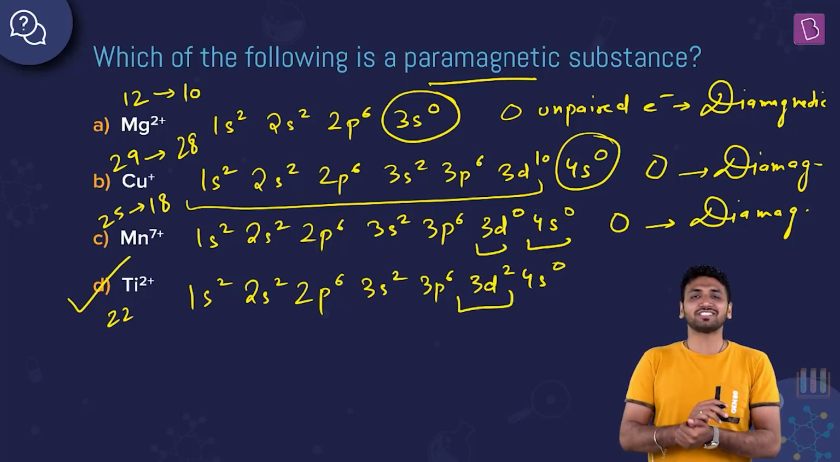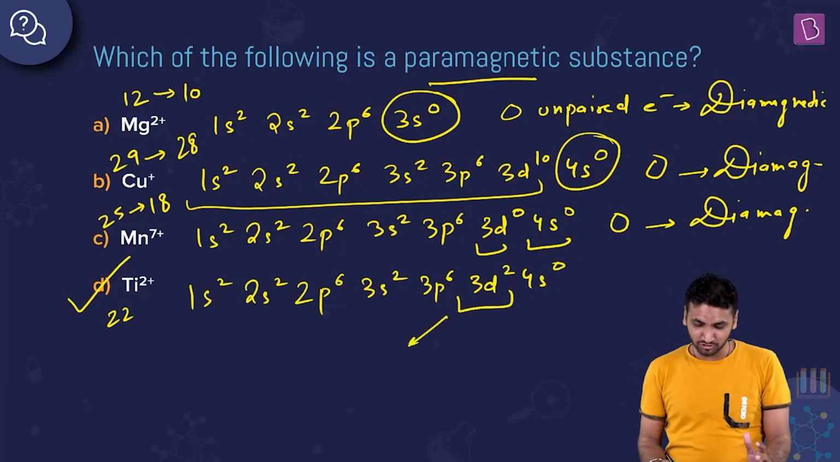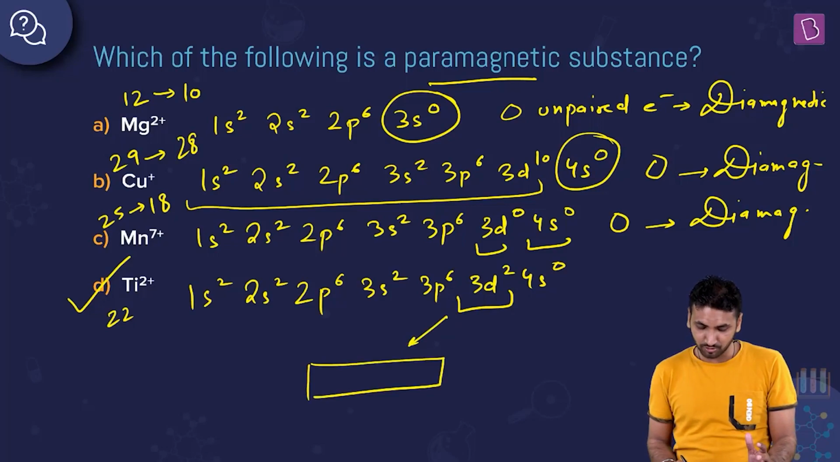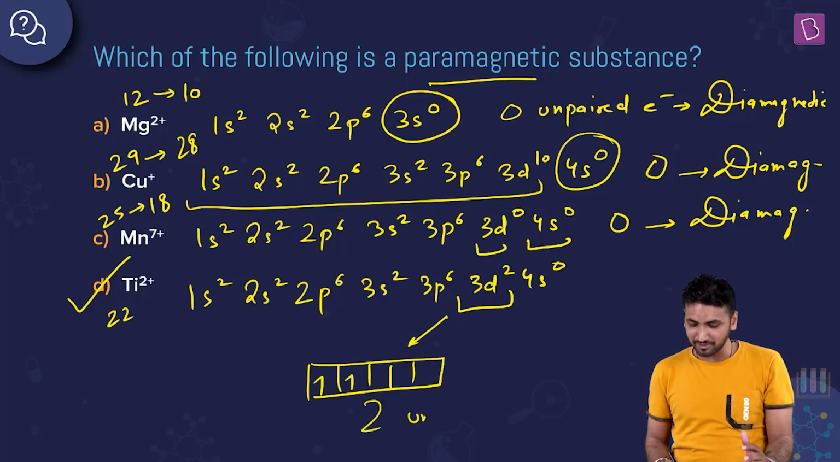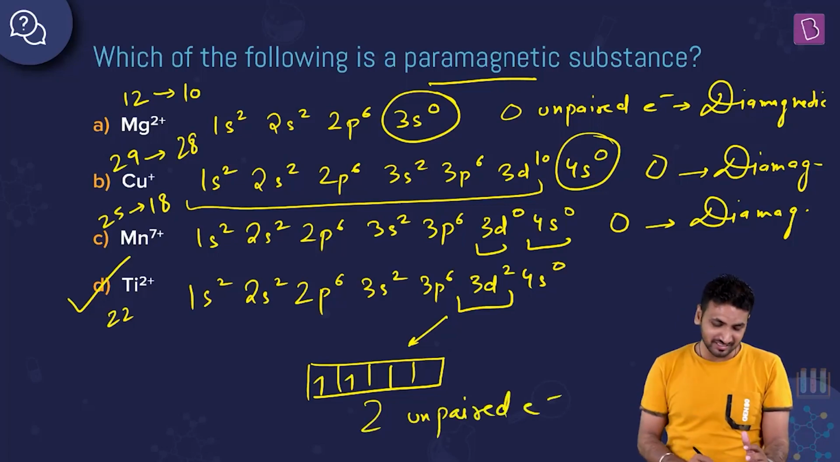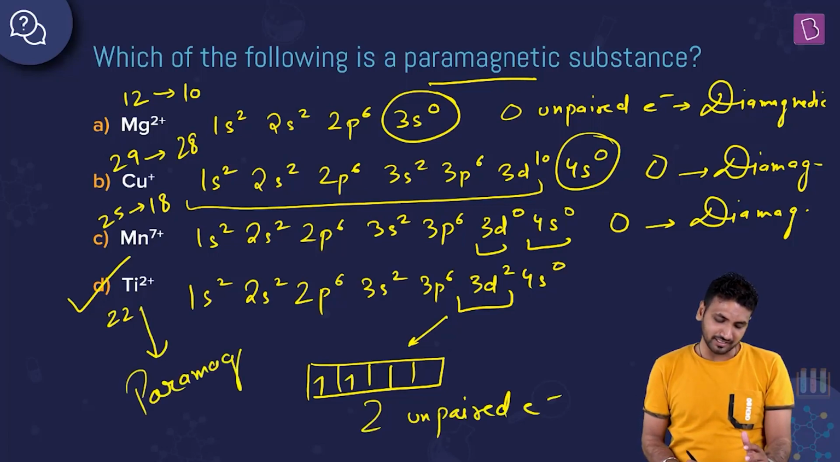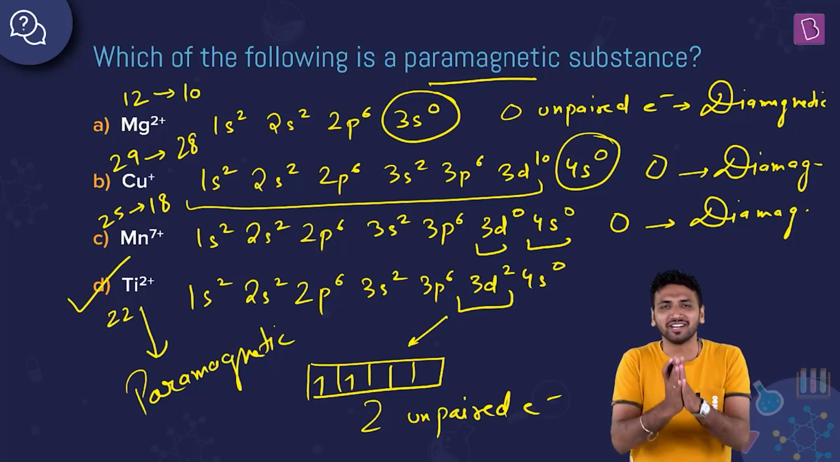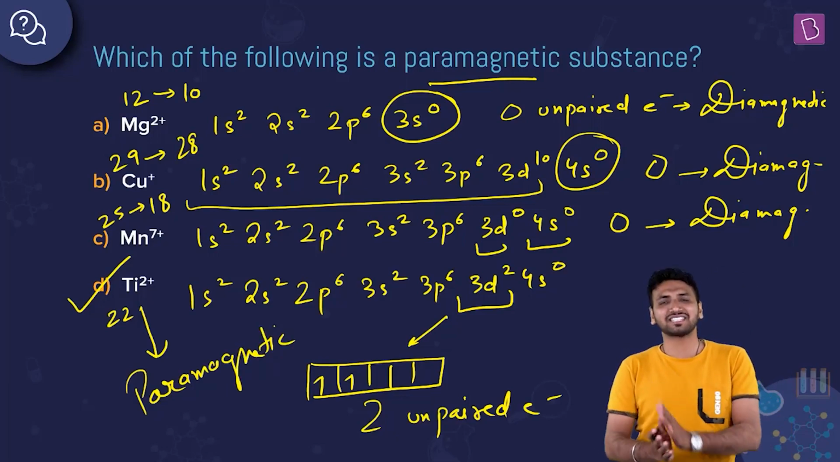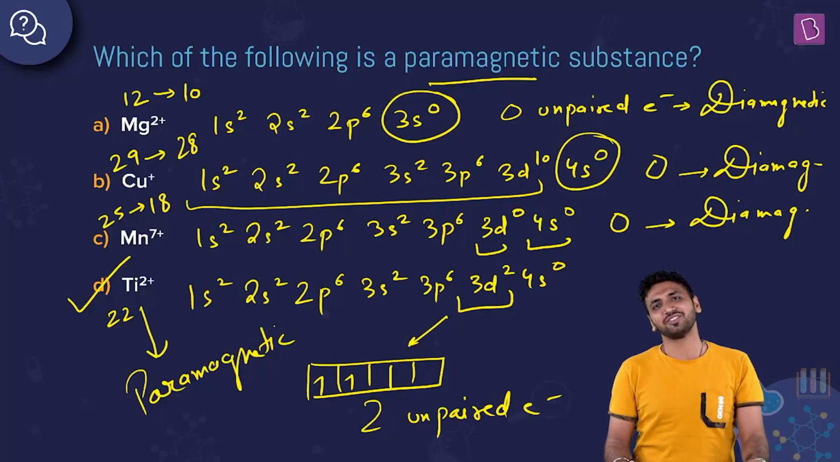Yes, look at 3d. So if I just draw it over here, d has 5 orbitals, 1, 2, 3, 4, 5. So this is going to be like 2 electrons, and one by one you have 2 unpaired electrons, the beautiful unpaired electrons. So yes, titanium 2 plus is going to be paramagnetic in nature. So yes, D for Delhi or D for Denmark is going to be the right answer to this question. And with that, the visuals for this question is over. Thank you.